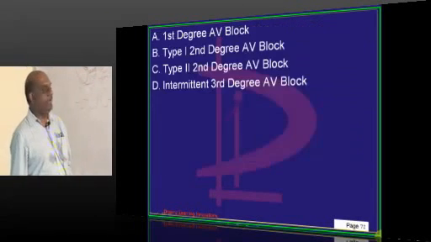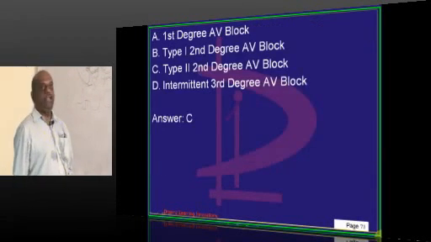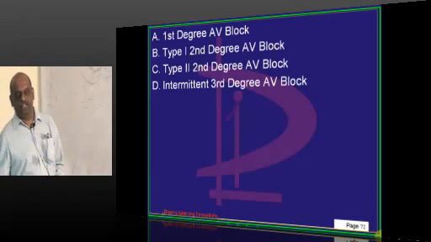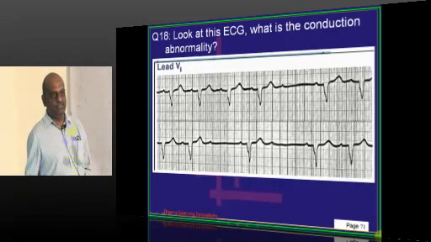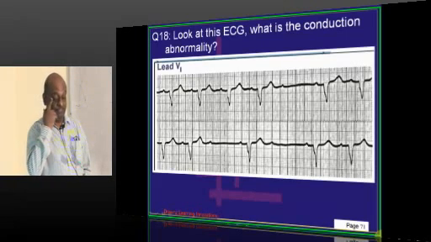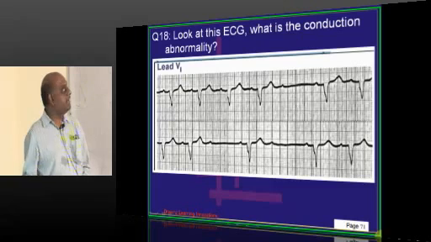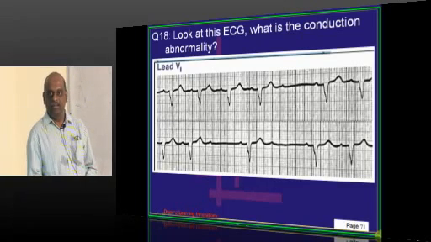The conduction abnormality here? I think for today's class we can finish ECGs and call it a day. Am I right? You still want theory questions, it may take a little longer time. Let's see.